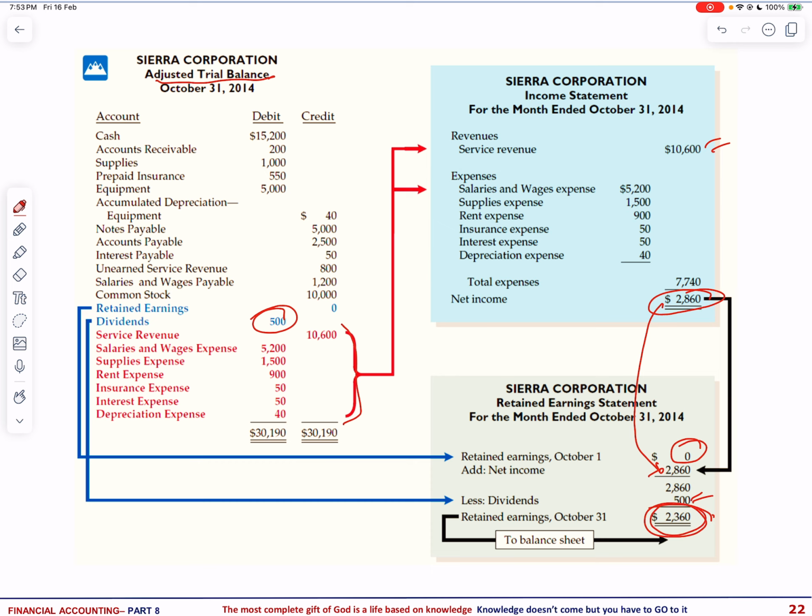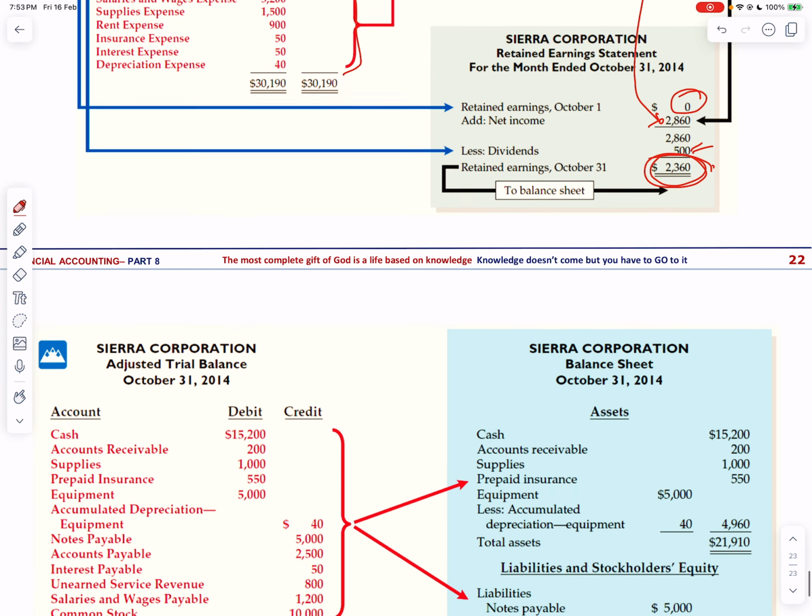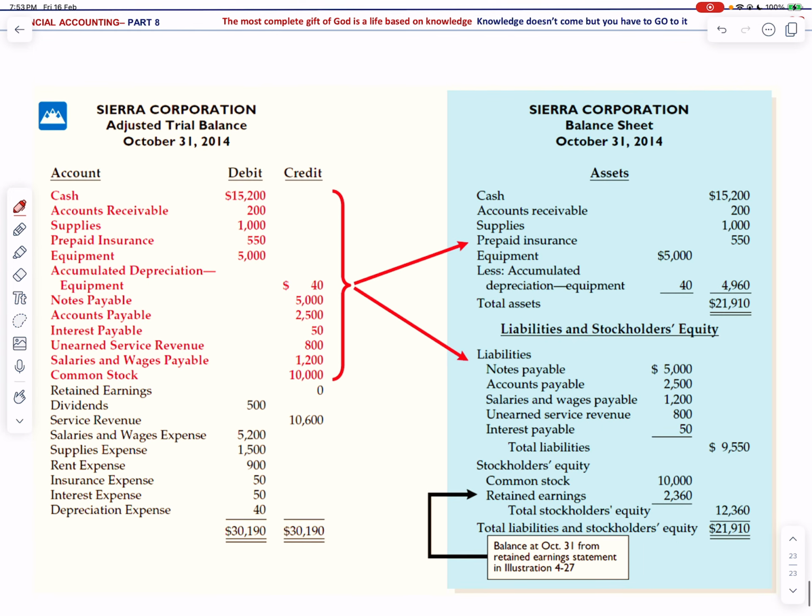Now this is going to be transferred to the balance sheet, and in the balance sheet we record all the assets and all the liabilities and the stockholders' equity from the adjusted trial balance, and you can see that all the assets and liabilities have been recorded. You can see that for the depreciation we have the contra entry accumulated depreciation equipment. This is subtracted, and this is the book value for equipment, and in the end you can see that the total of assets is equal to the total of liabilities and equity.